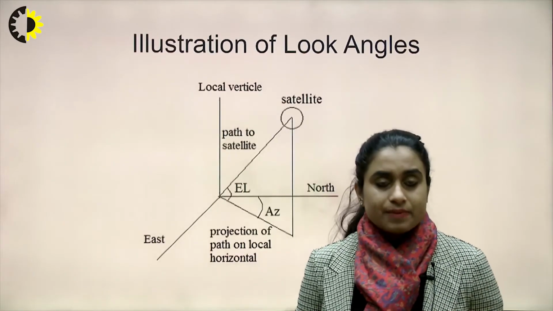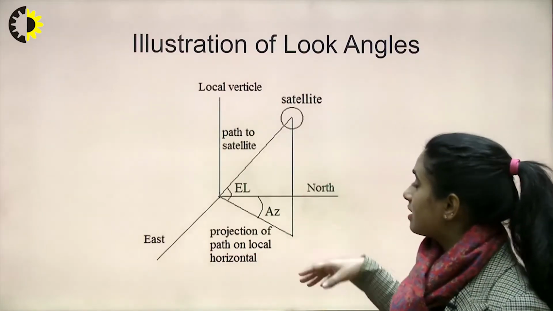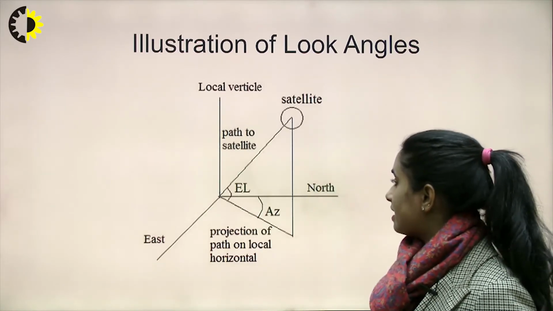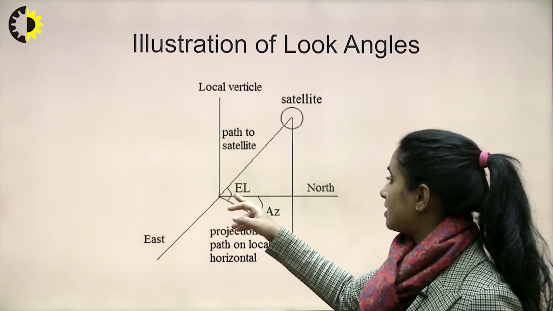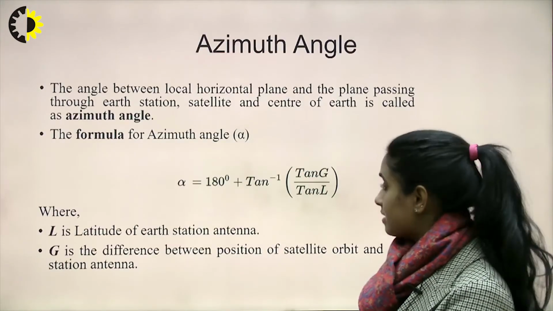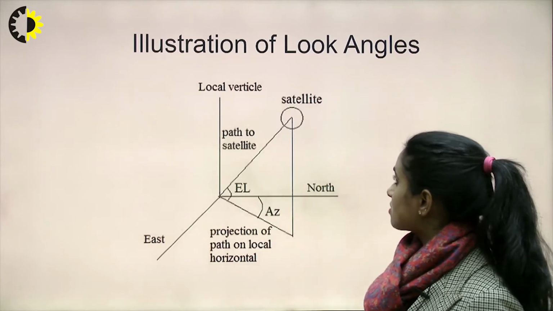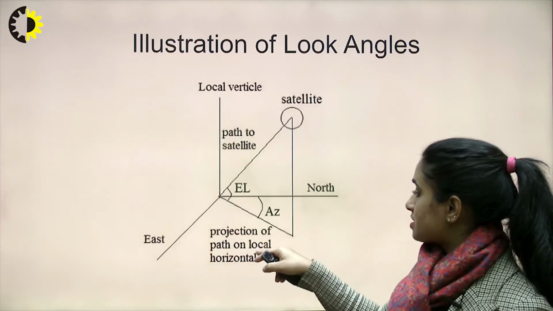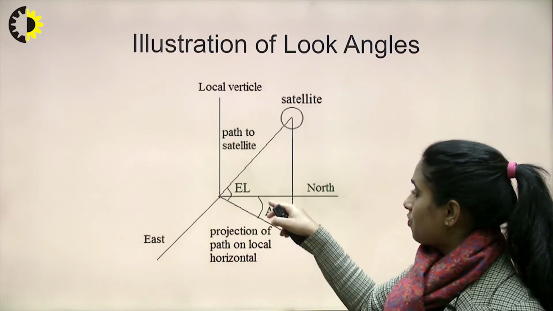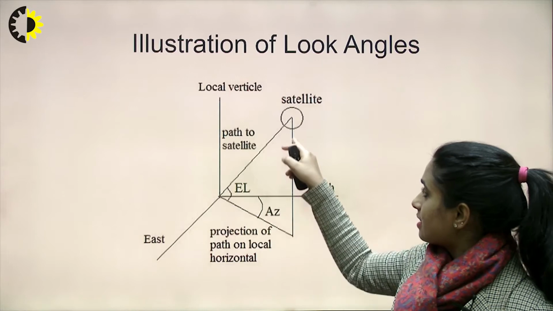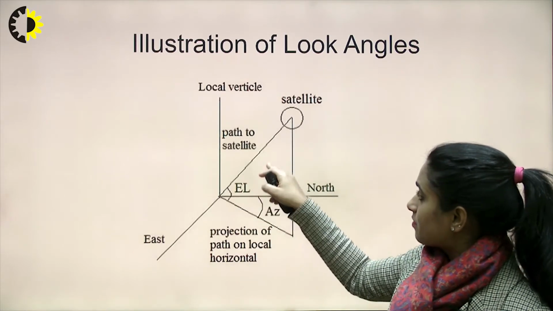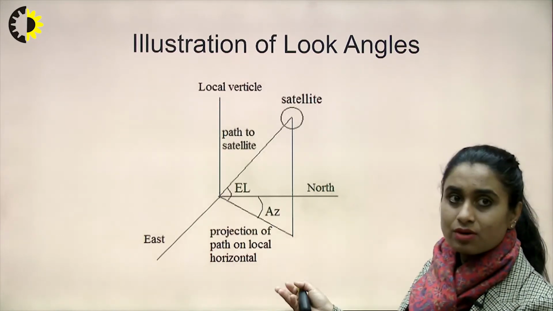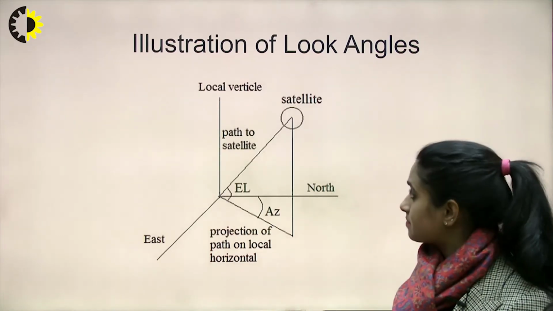With this picture we can see how look angles can be shown. If I consider this my satellite, this is the local vertical, which is 90 degrees to the horizontal plane. When we take the projection of the satellite's path on the local horizontal, it gives me the azimuthal angle, and with the help of this line, the path of the satellite, I can get the elevation angle. This will be clearer when we see the definitions.